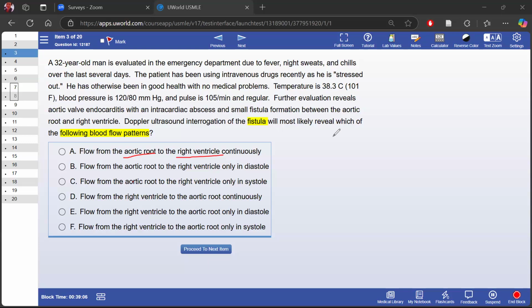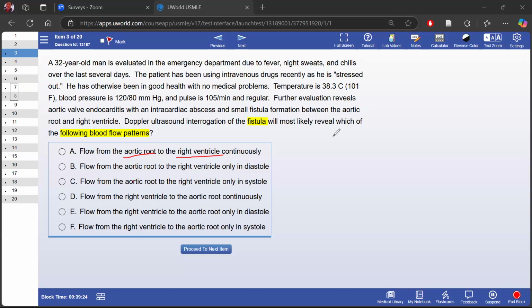Oge gave us another way of thinking about it: from the left to the right. That is, from the left side of the heart to the right side. The aorta is part of the left side of the heart, where we have higher pressure, and the right ventricle is on the right side, where the pressure is generally lower.